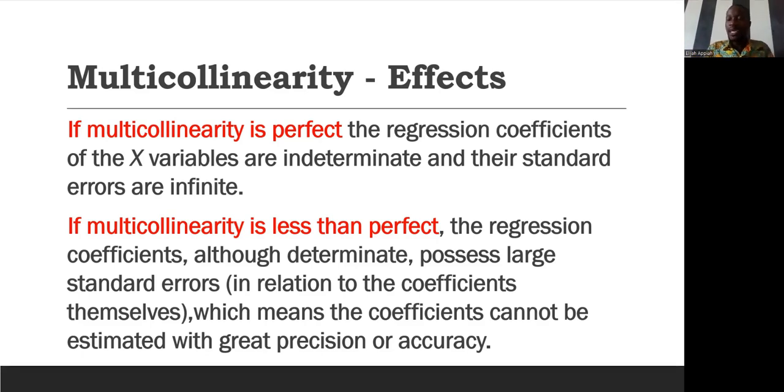But if the multicollinearity is less than perfect, in which case, if you recall the relationship that existed between X1 and X3 and X2 and X3, you notice that the relationship was a strong positive relationship. It was not perfect. So if it is less than perfect, then the regression coefficients, although determinate, although you can estimate them, possess very large standard errors. And so it means that the coefficients cannot be estimated with very great precision, because we want to minimize the standard errors as small as possible, right? But with multicollinearity, if it is less than perfect, then you have very large standard errors.